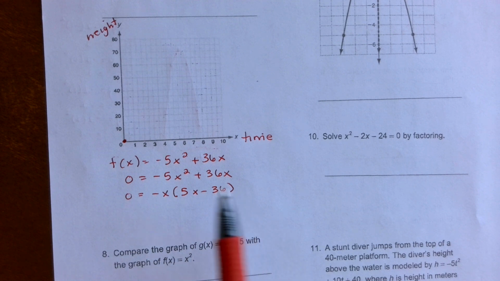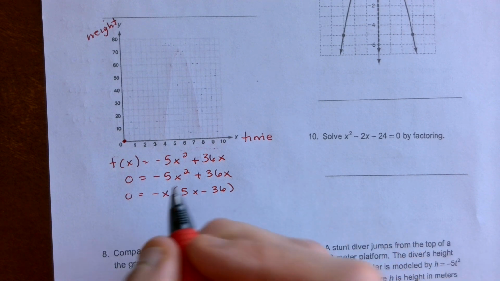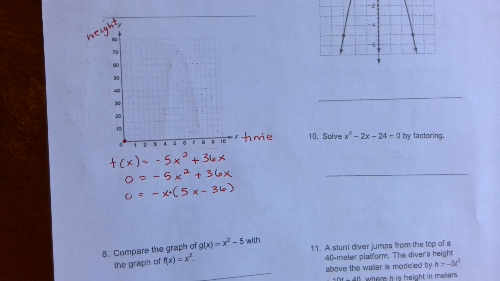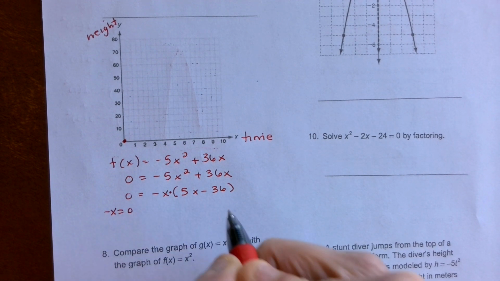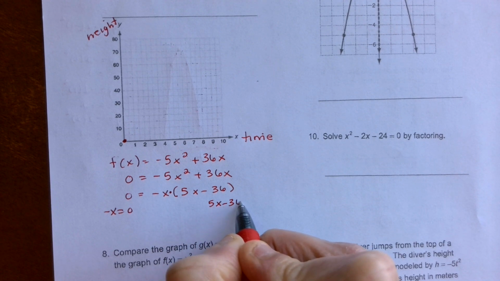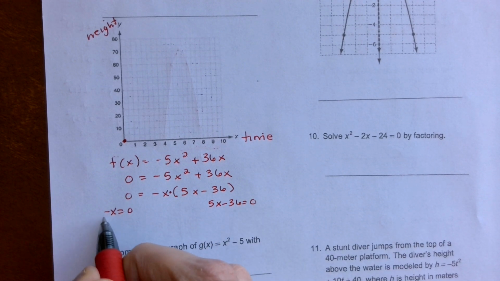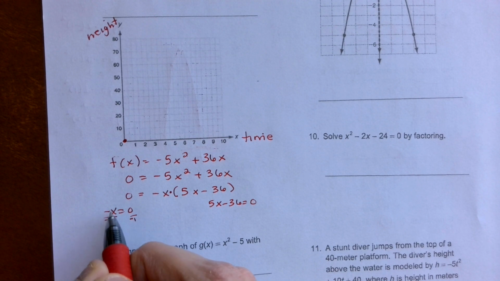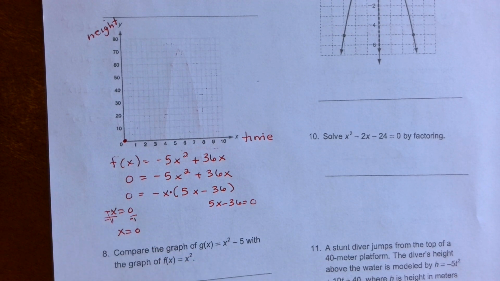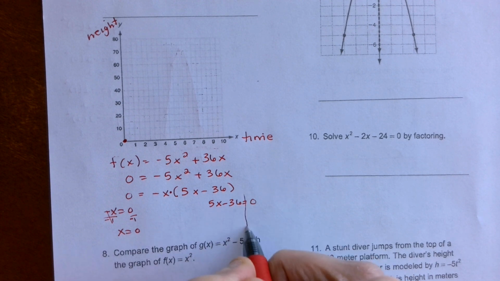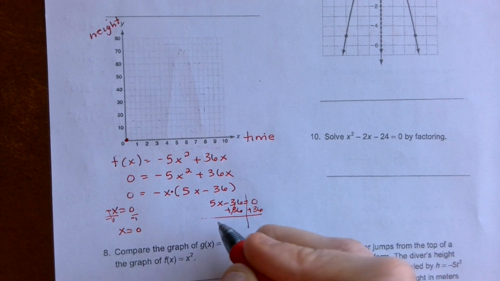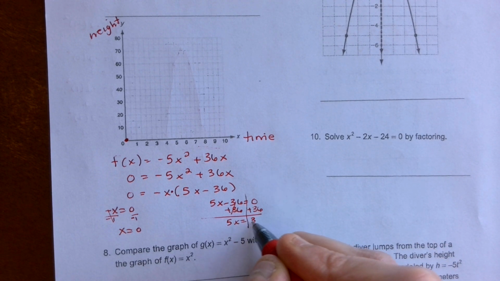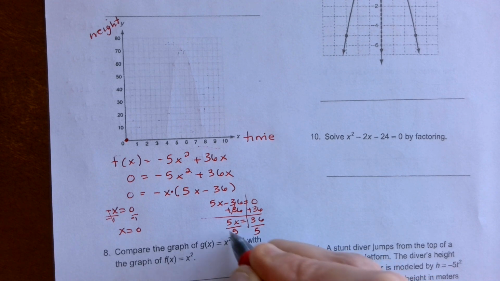And remember, the zero property says that when you have two things multiplied together, and I've got a negative x times the 5x minus 36, one of them has to be 0 or both. So I've got this one equal to 0, and I've got this one equal to 0. So when we solve this, we divide by a negative 1, and we're left with 0. I'm sure you saw that. And when we solve this one, we're going to add 36 to both sides. And we're left with 5x equals 36. We are going to divide by 5.